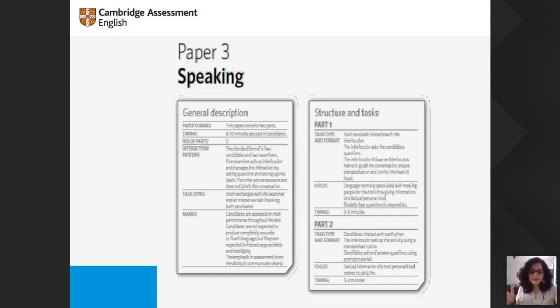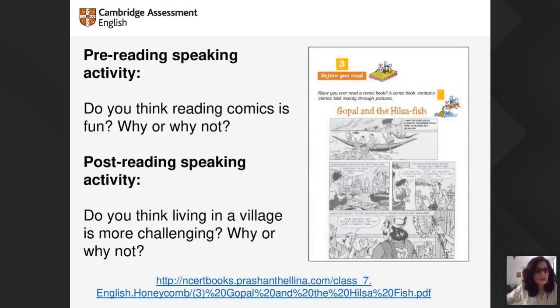So there are two interlocutors in the room. Sorry, there are two examiners in the room. One of them is the interlocutor, and the other one who is not involved is actually the one who is assessing. While the interlocutor gives a global score, and she is the one who is asking questions. And there are two candidates who are talking to each other and sometimes with the interlocutor, and that is how they are assessed.